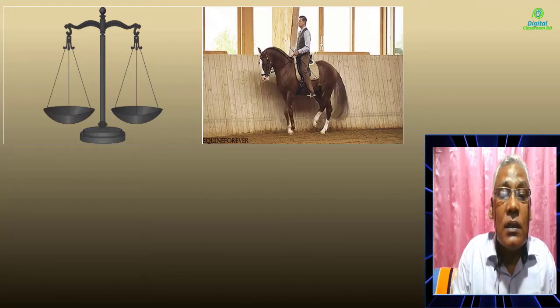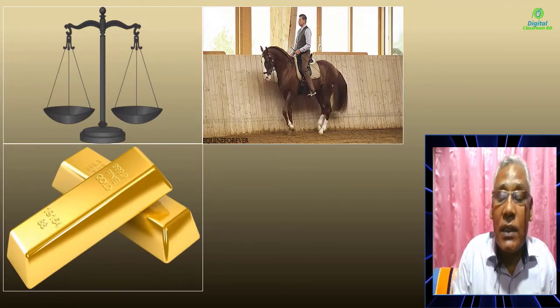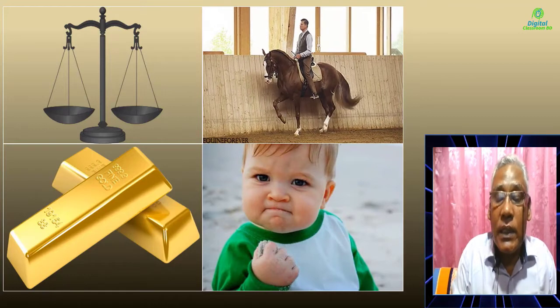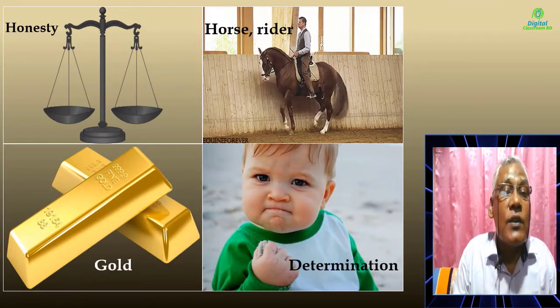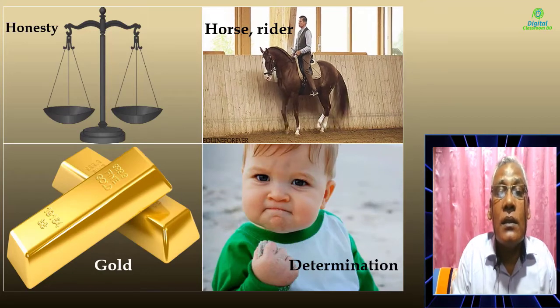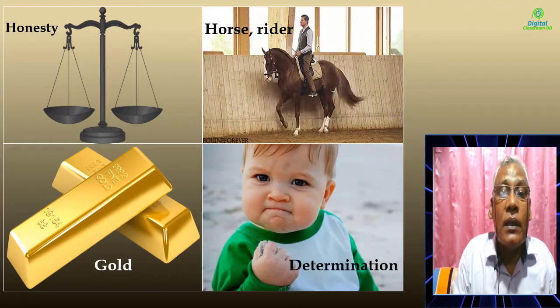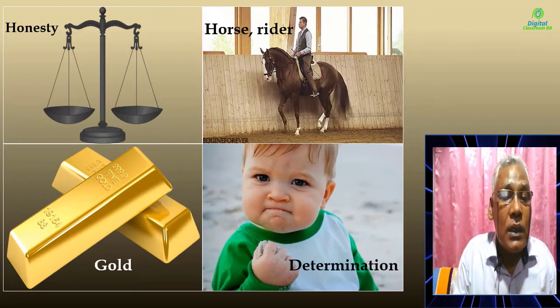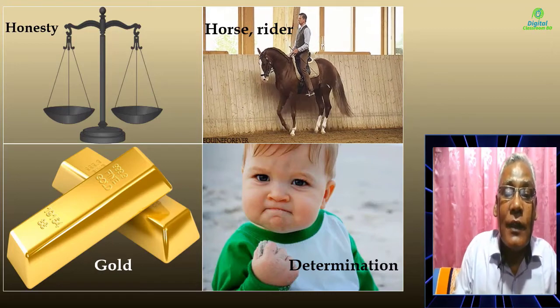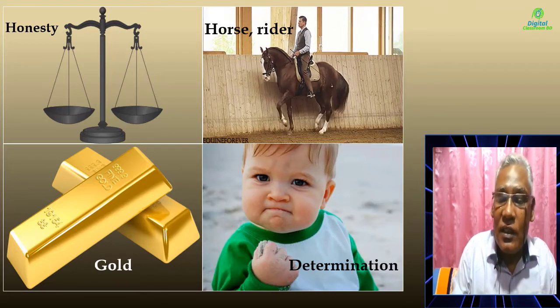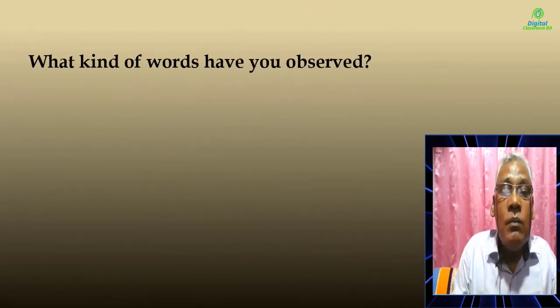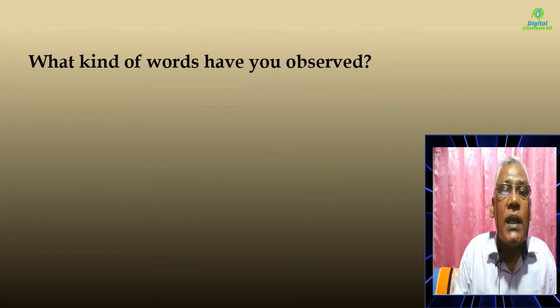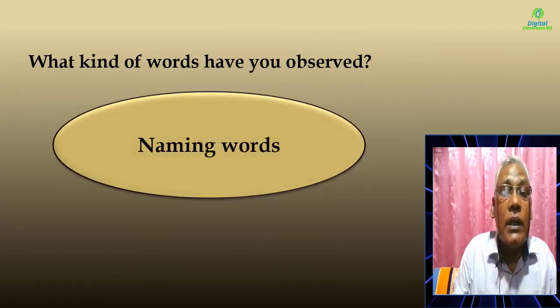Okay, you can see some pictures here. So try to guess. Can you see what they are? The first one is honesty, and the second one is horse riding, the rider. The third one is gold, and look at the last one, determination. So what kind of words have you observed here? Yes, naming words.